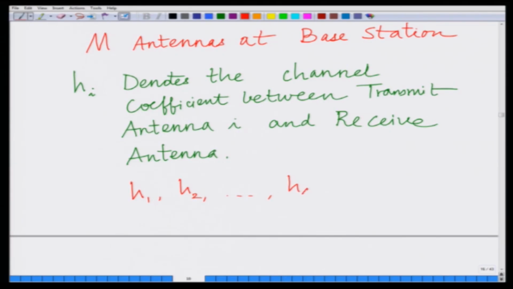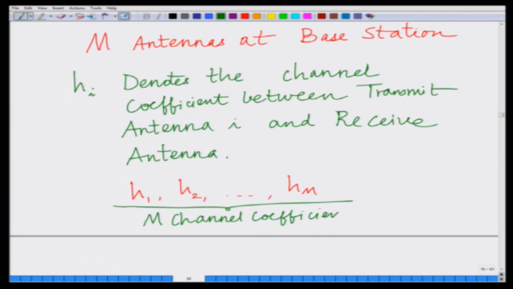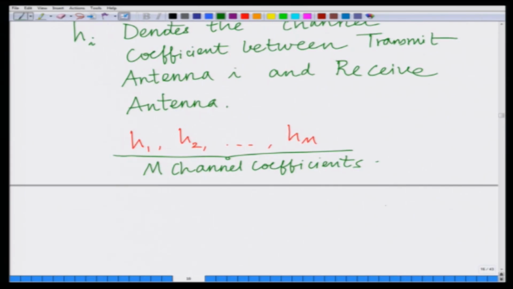h2, hm, these are your M channel coefficients, correct. In this multi-antenna wireless communication system, we have M channel coefficients, and to begin with these M channel coefficients are unknown, that is the paradigm of channel estimation. Therefore, these M channel coefficients can now be stacked as a vector. These can be considered as a vector h bar, and that channel vector h bar has to now be estimated. Therefore, this leads to a vector parameter estimation.